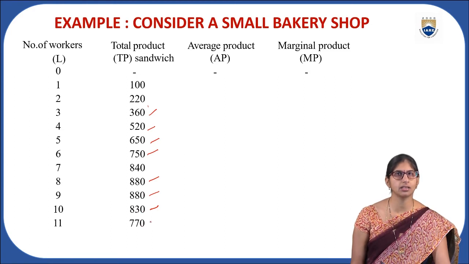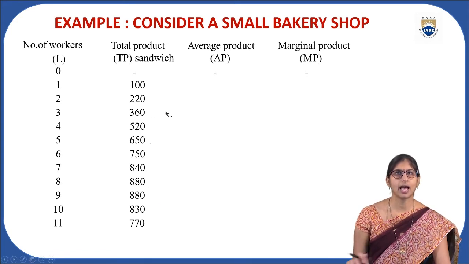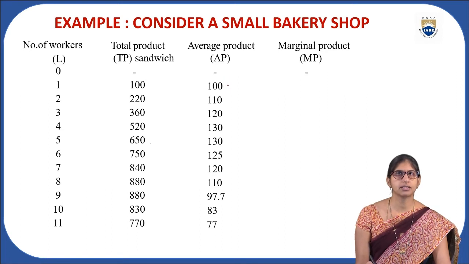When we add the 11th worker, the total product is going to diminish further. So this is all about the total product. Okay. So now let's see what the average product per worker is, how many products can be made. One person can produce 100 sandwiches.